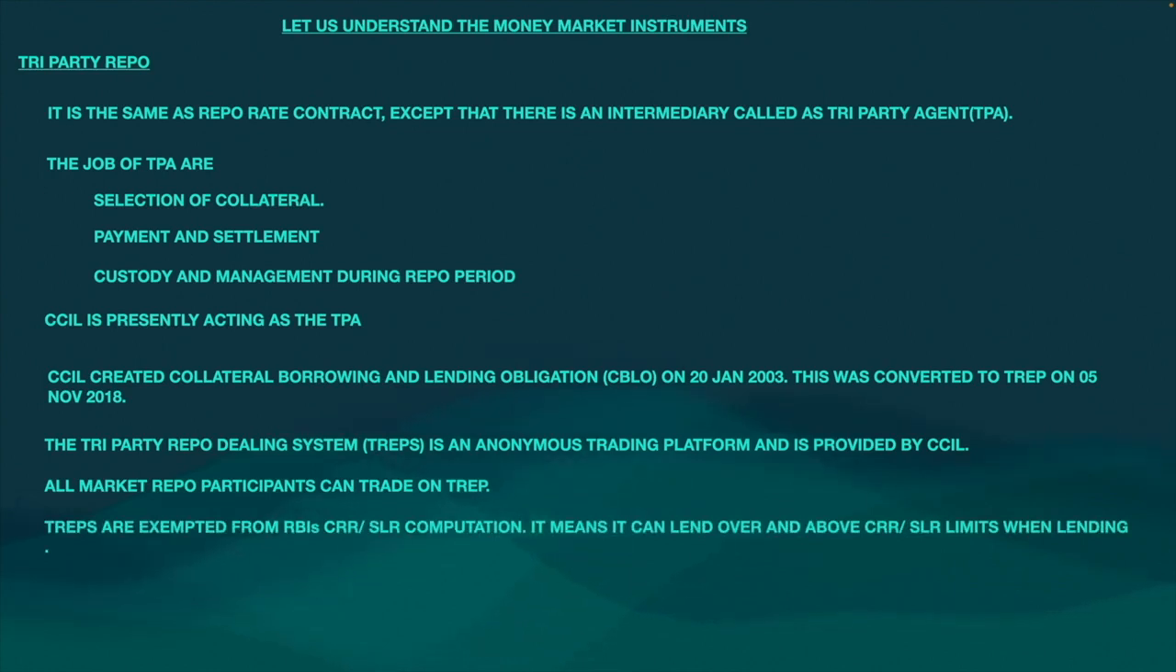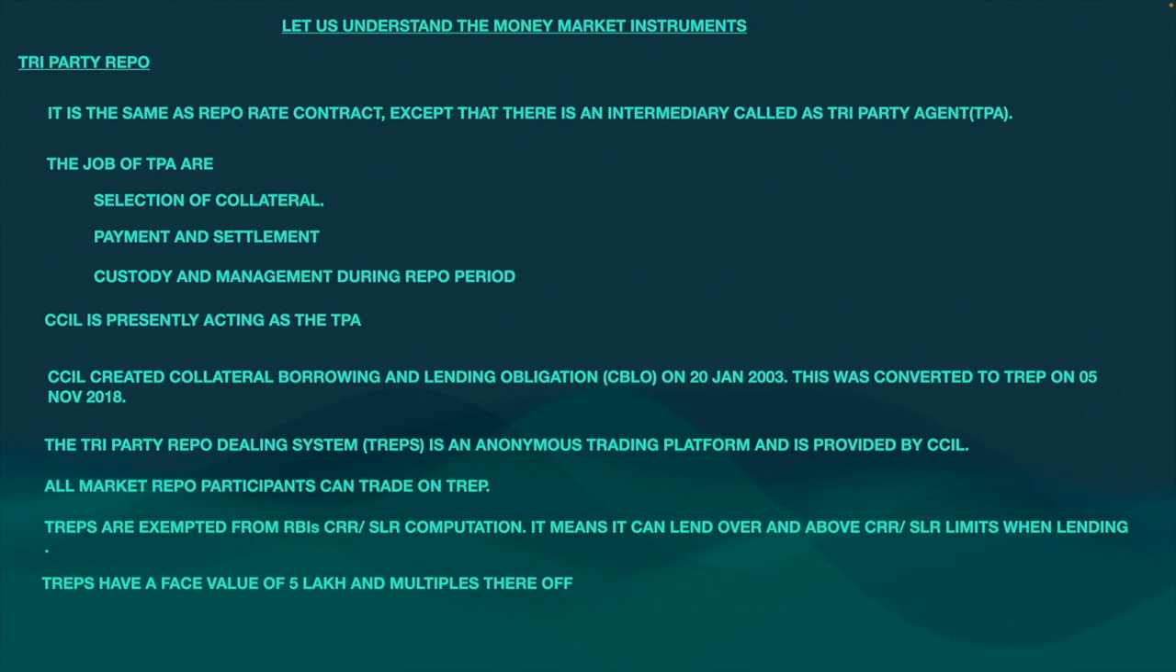TREPS are exempted from RBI's cash reserve ratio and statutory liquidity ratio computation. Whatever money is being circulated in this TREPS system will not form part of the cash reserve ratio and SLR. It means it can lend over and above CRR/SLR limits when lending. I will explain what cash reserve ratio and statutory liquidity ratio are in the next slides. Okay.